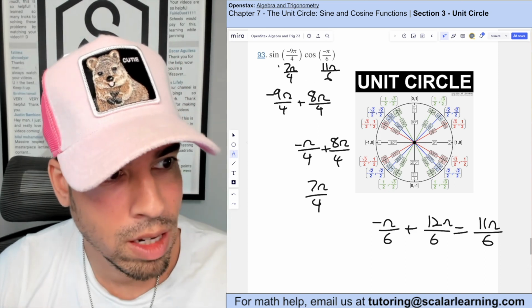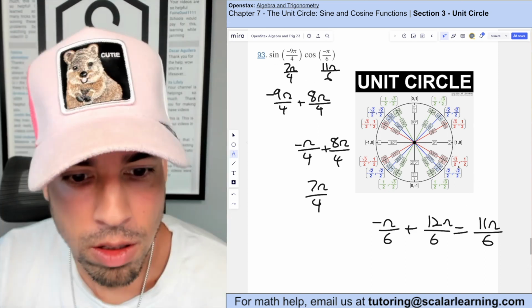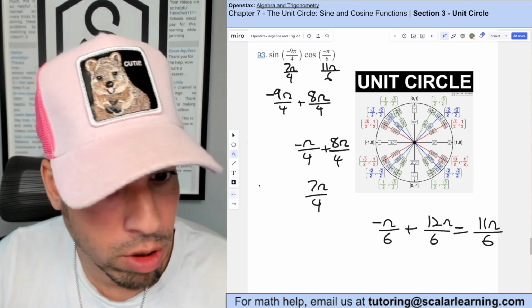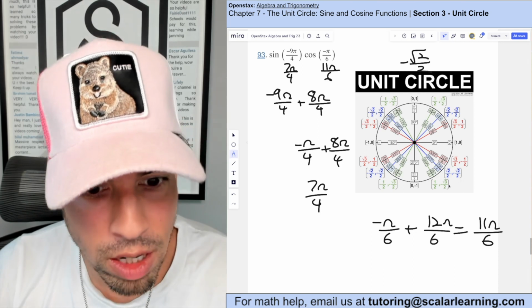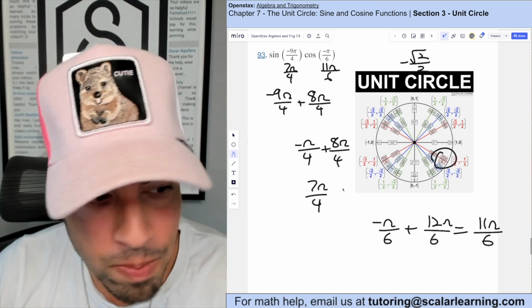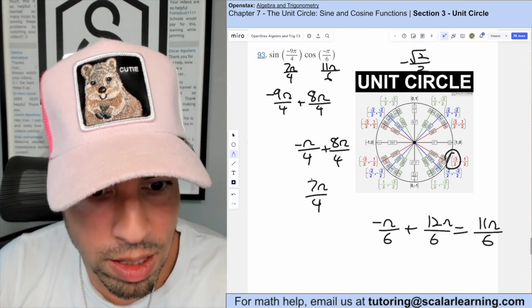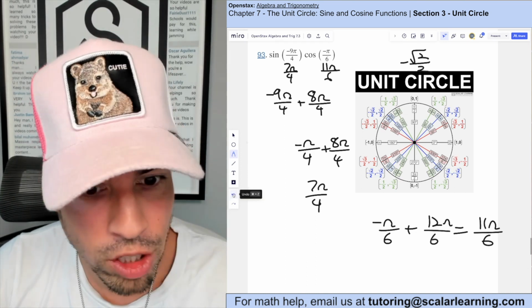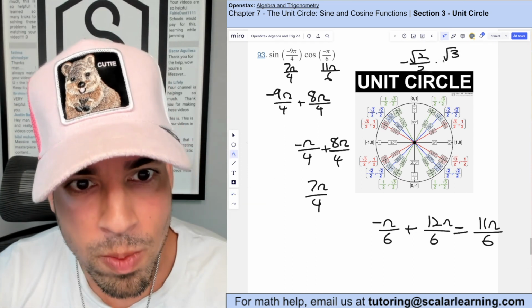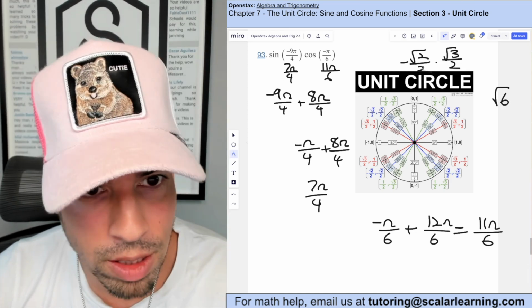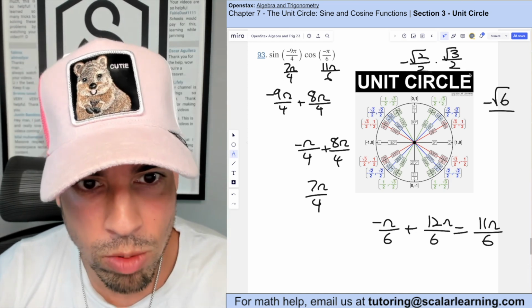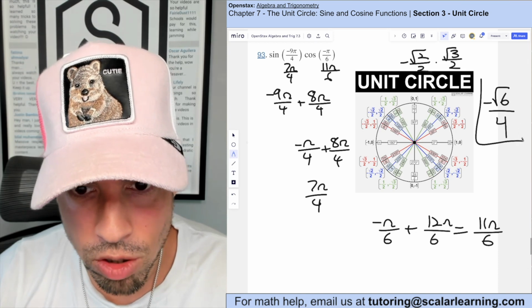So now we can say, what is sine of 7 pi fourths? That's equal to the corresponding y value here, which is negative rad 2/2. And then what about cosine of 11 pi over 6, which is right here? That's going to be equal to the corresponding x value, which is rad 3/2. And now we're going to multiply: rad 2 times rad 3 is rad 6. And don't forget that negative, over 2 times 2, which is 4. So there's your answer. Done.